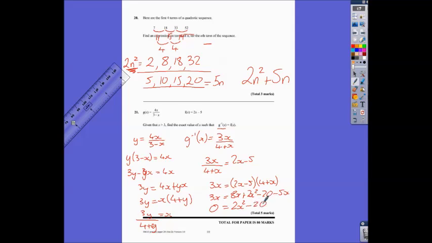So if we divide through by 2, we'd end up with x squared minus 10 equals 0, so x squared equals 10, so x will equal the square root of 10. Now, because it says that x has got to be greater than 3, the square root of 10 can be plus or minus the square root of 10. So x would be plus 3.16 and so on. So the exact value would be plus the square root of 10.